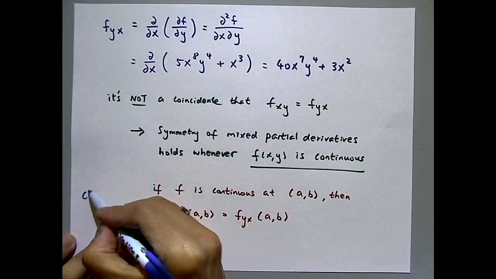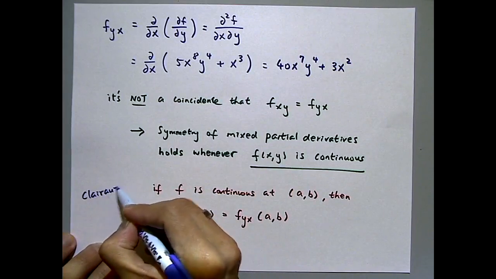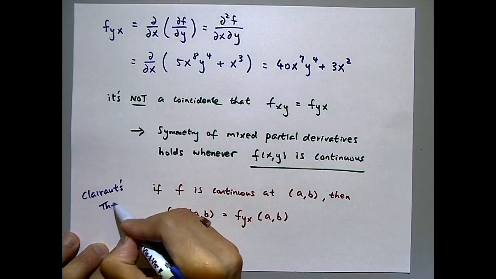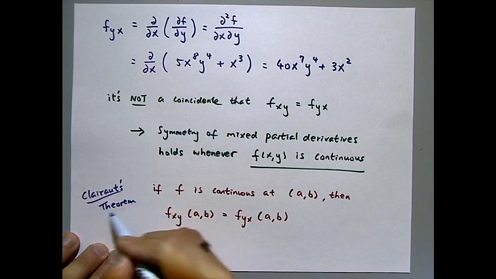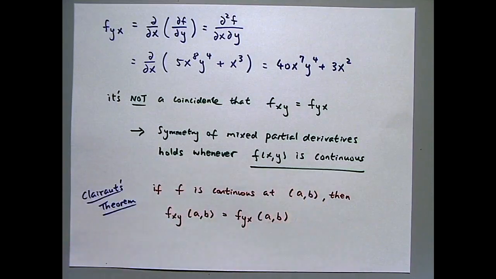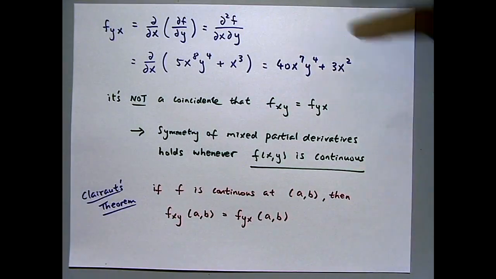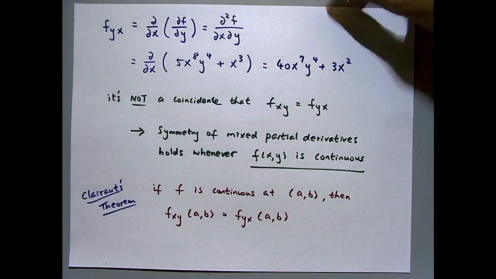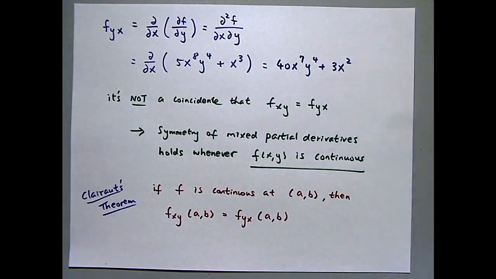This, by the way, is what's called Clairaut's theorem. Clairaut was a French mathematician, and he proved that this is the case. We don't have to worry about the proof for that theorem. It's in the book if you're interested. But the important thing to take away is that whenever that function is continuous at that point, the mixed partials will always be equal. This is a polynomial. It's always continuous. So the mixed partials will always be equal to each other.